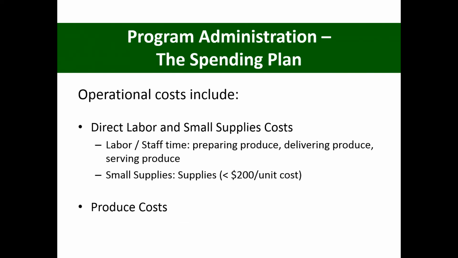Operational costs include direct labor costs and small supplies. Small supplies meaning cups, napkins, plates, and that type of stuff. And once again, per transaction cannot be greater than $200. Okay.